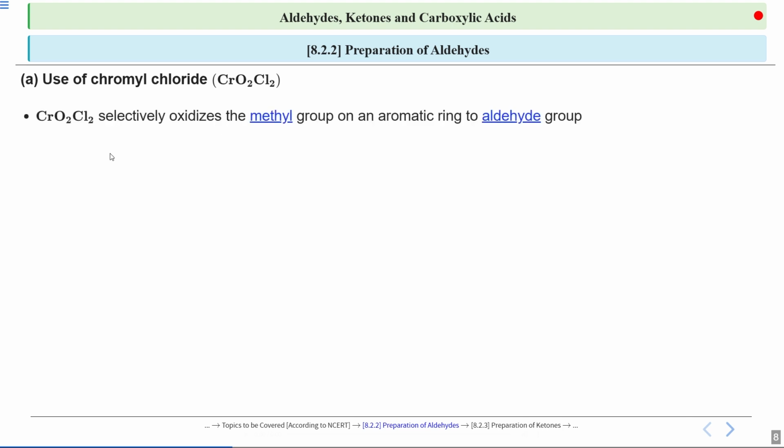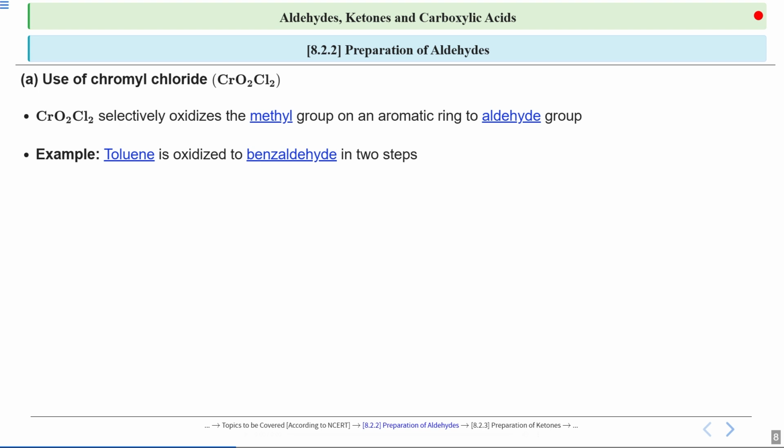Now CrO2Cl2 selectively oxidizes the methyl group of an aromatic ring to form an aldehyde. Okay, so it is a powerful oxidizing agent. Let us look at an example: the oxidation of toluene to benzaldehyde.